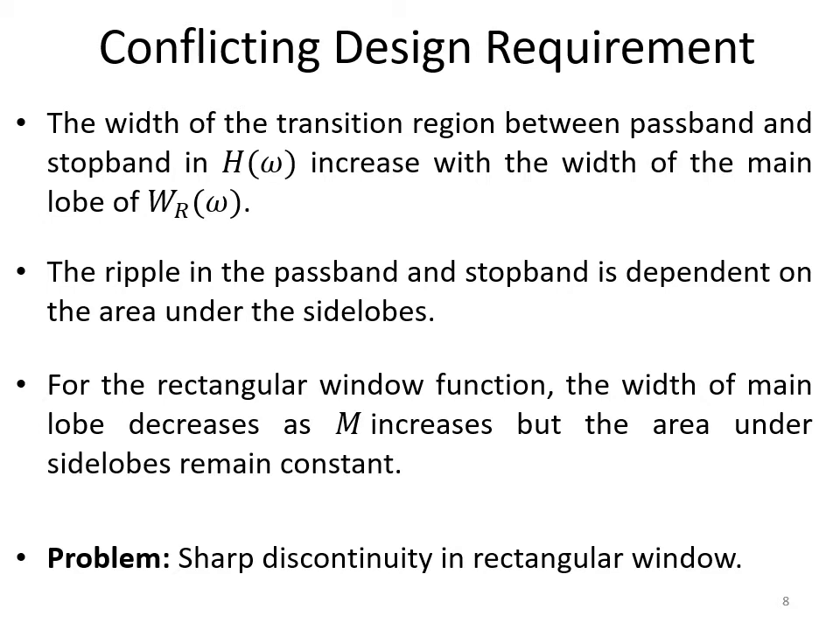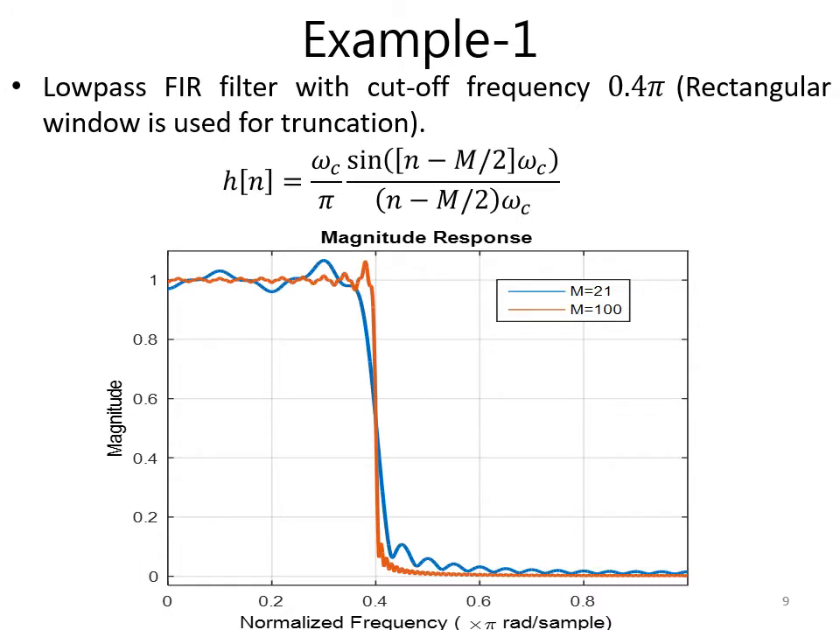So, what is the solution to these ripples? The solution for the transition band is to choose a higher value of M, right? But as long as we are using the rectangular window function, we cannot get rid of the ripples. So, in order to get rid of ripples, we probably need another window function.